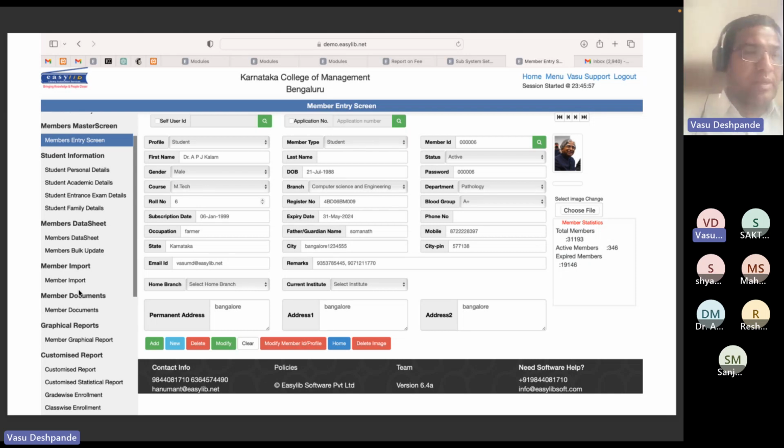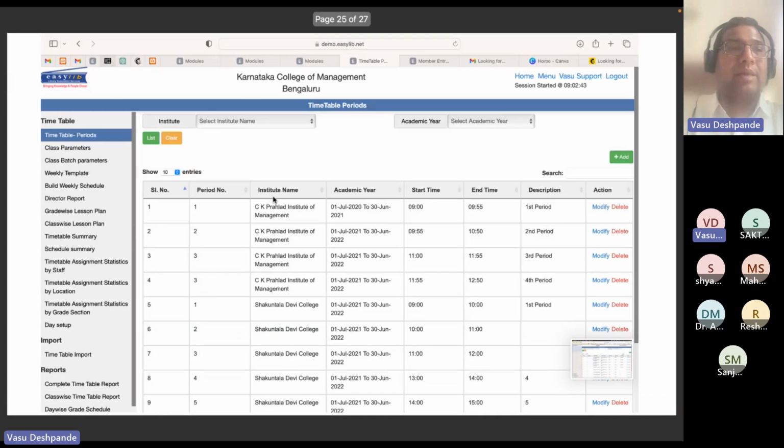Again, if I go further down here, there is a member document section wherein you can store maybe 10 or 12 documents: SSLC 10th grade marks card, 12th grade, their KSET score, COMED score if applicable, or NEET score, whatever documents you want to capture for that student. Then there are some graphical reports and customized reports. You can build the conditions, show only the students who are in a particular grade in this department and got admission between this period and this period, and get the reports the way you like.